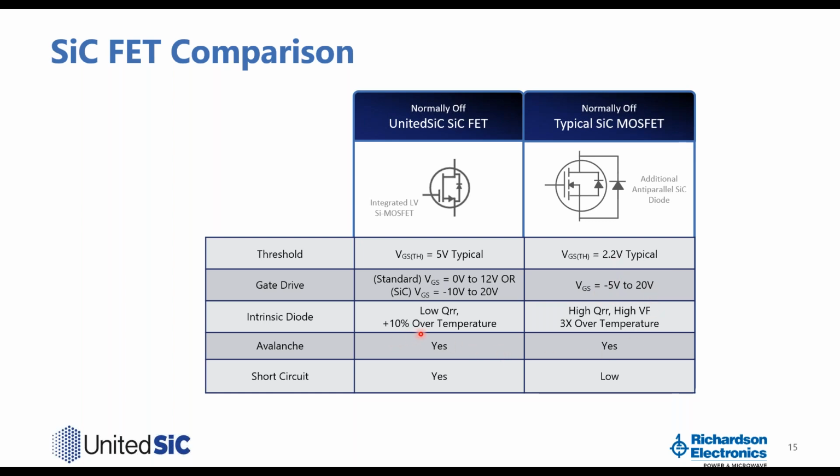For the intrinsic body diode, the UnitedSiC silicon carbide FET has a low QRR and only a 10% increase over temperature. But for the conventional silicon carbide MOSFETs, the QRR is much higher, and it increases with temperature about 3 times. It also has a high VF, meaning the DC conduction loss is a lot higher. Both types of silicon carbide devices have avalanche capability, and both types have short circuit capability. The UnitedSiC silicon carbide FET has a stronger short circuit capability.